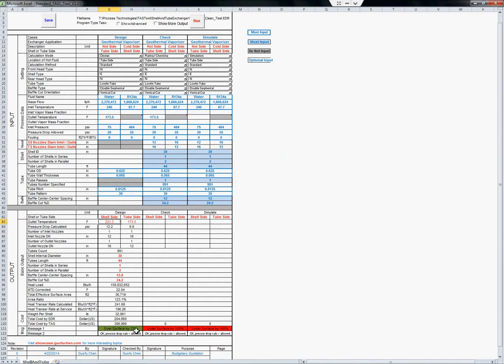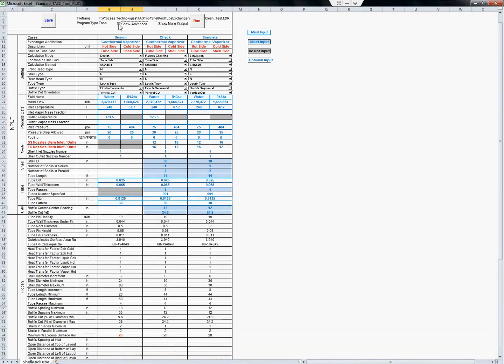As you can see, the design is oversized by 23%. Why? Because in the program, we specified the minimal excess surface area should be 20%.